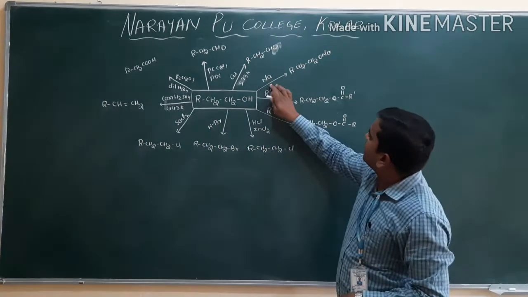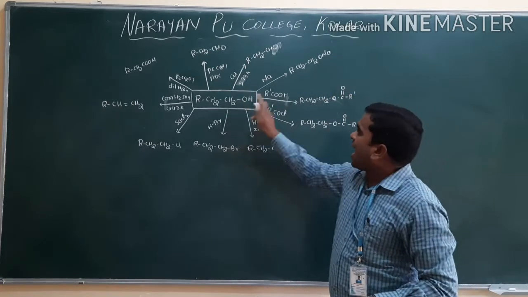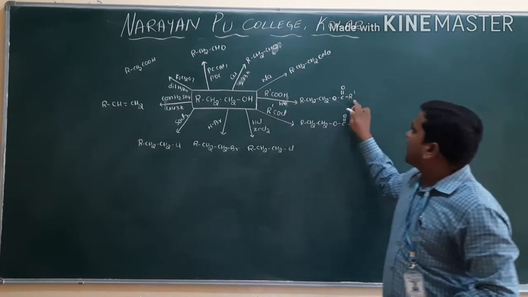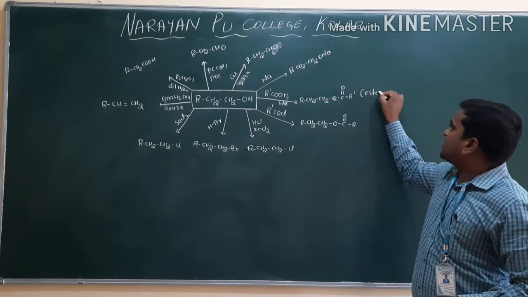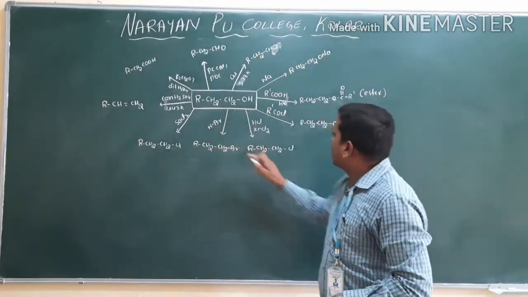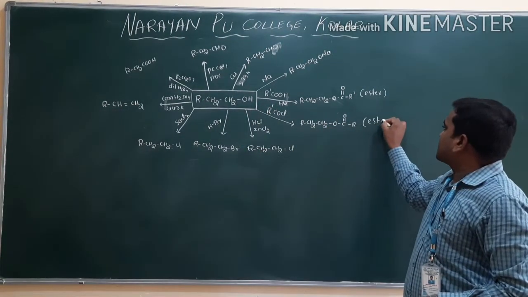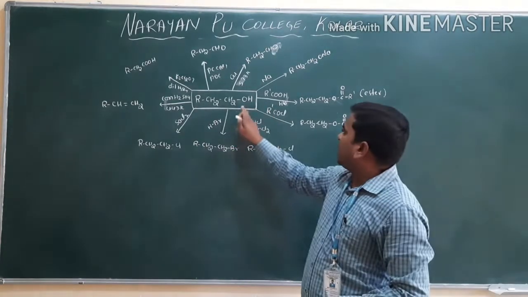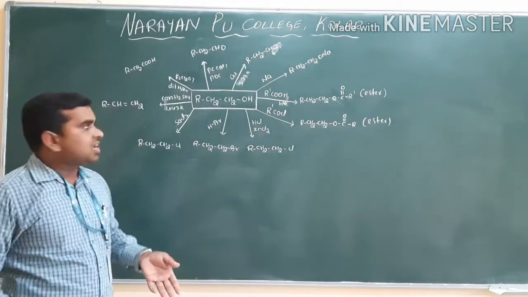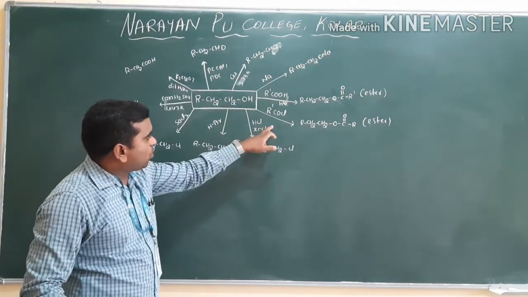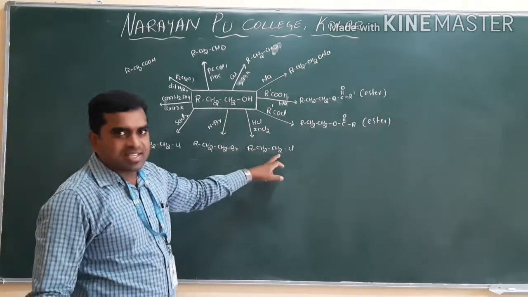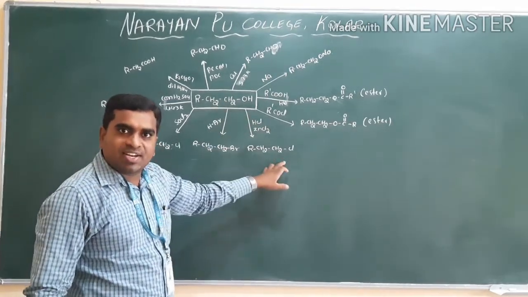So the first one is sodium alkoxide. Alcohol plus acids in the presence of acidic medium gives the ester. This is the ester. In the same way, acylation again gives ester. In this one, HCl and ZnCl2 is the Lucas reagent, which we already know. Primary alcohols react with the Lucas reagent and give primary alkyl halides, secondary alcohol gives secondary alkyl halide, and tertiary gives tertiary alkyl halides.